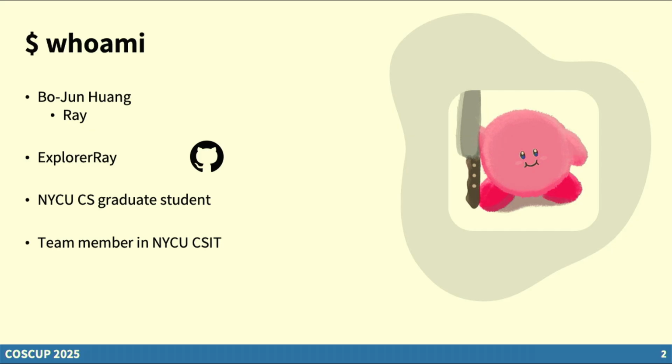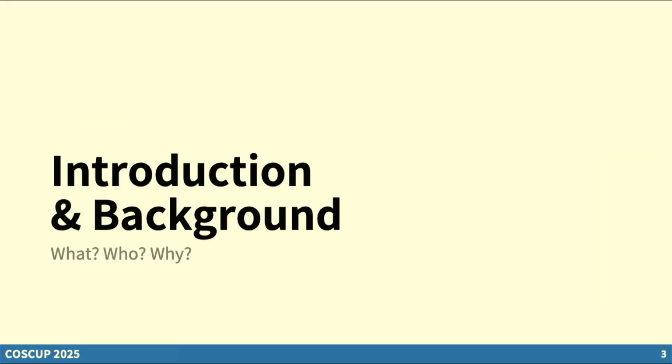So, before getting to the topic, I want to introduce myself. My name is Jun Huang, and you can call me Jun or Ray. And Explorer is my GitHub ID. If you want, you can search me. I am currently a graduate student in NYCU, and my research interest is infrastructure and IT. In addition, I am also a team member in NYCU CSIT. If you don't know what it is, it's okay. I will explain it later.